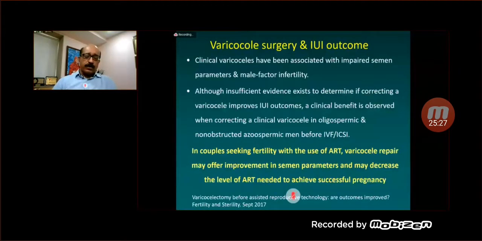There is a paper published in Fertility and Sterility in September 2017 about varicocele surgery and IUI outcome. Clinical varicocele has been associated with impaired semen parameters, but there is insufficient evidence to determine if correcting a varicocele can improve the IUI outcome or not.